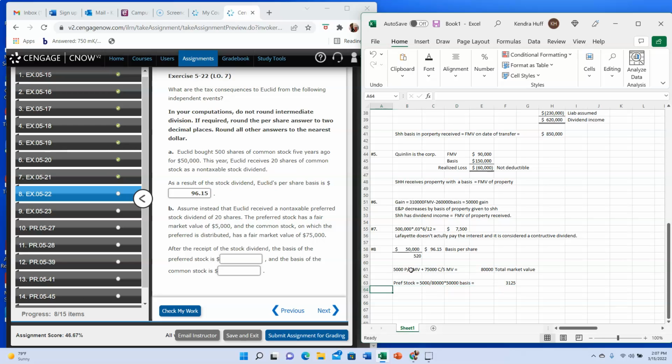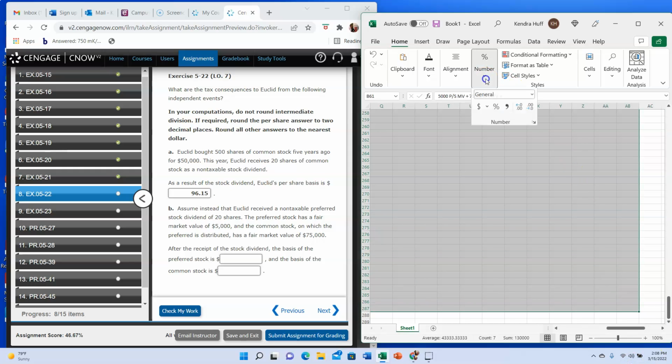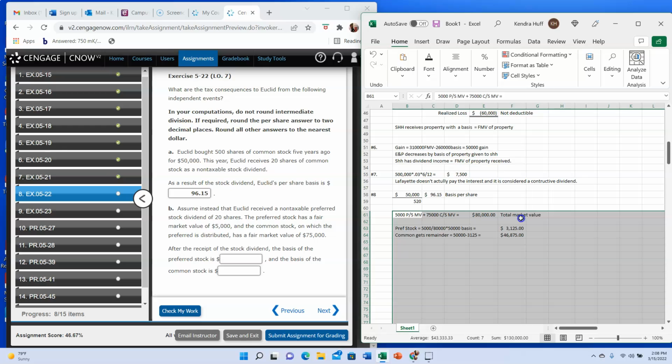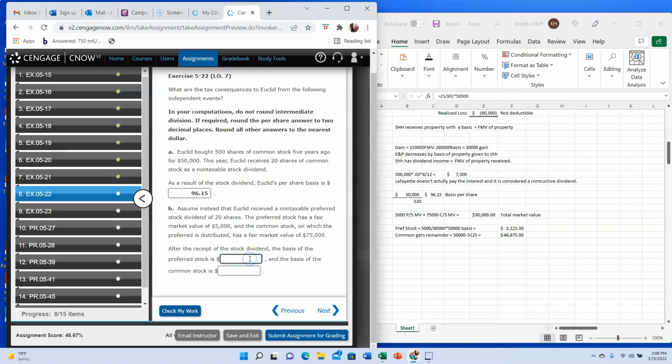And then the common stock gets what's left. So a total of 50,000 minus the 3,125, $46,875. Let me go put on my dollar signs again for a little while. So 3,125 and 46,875.